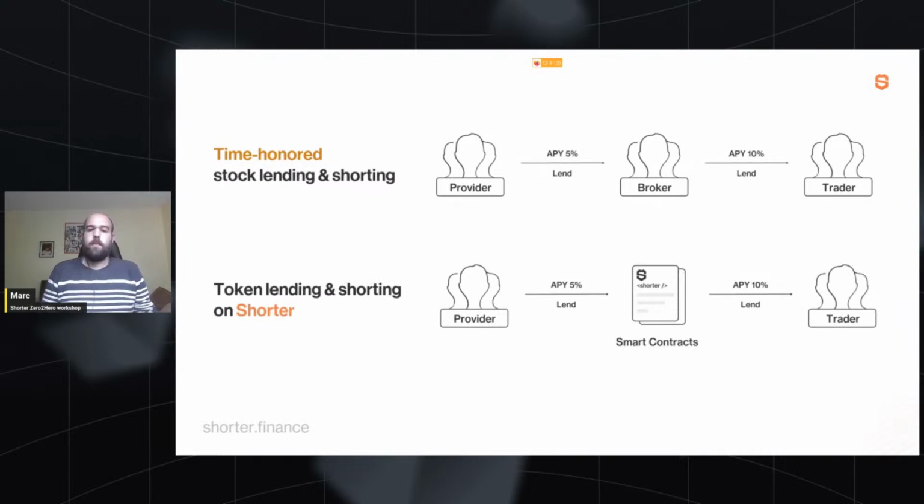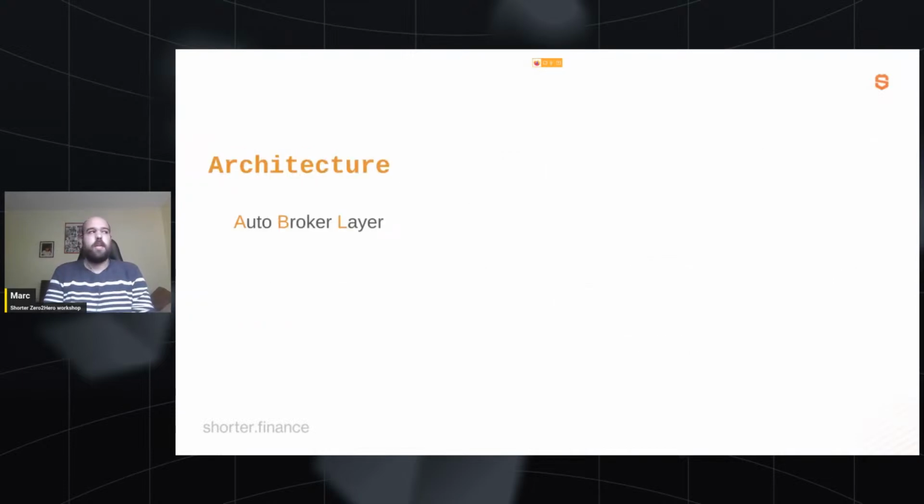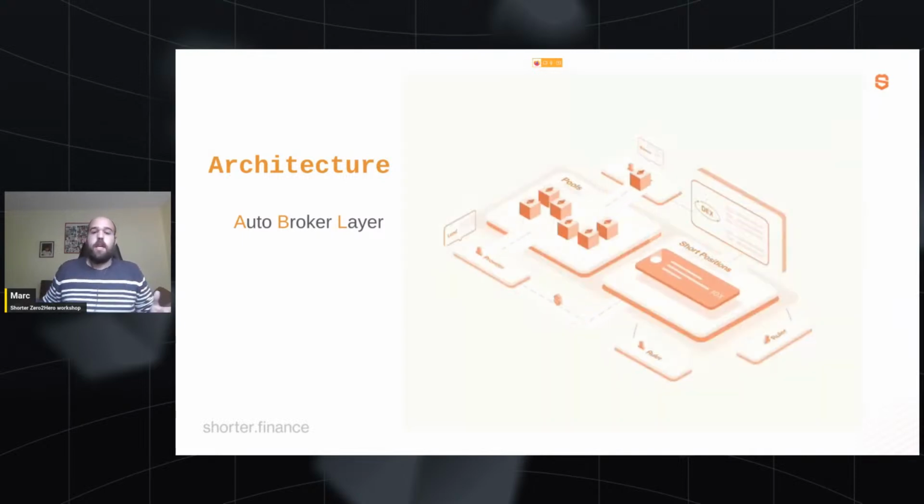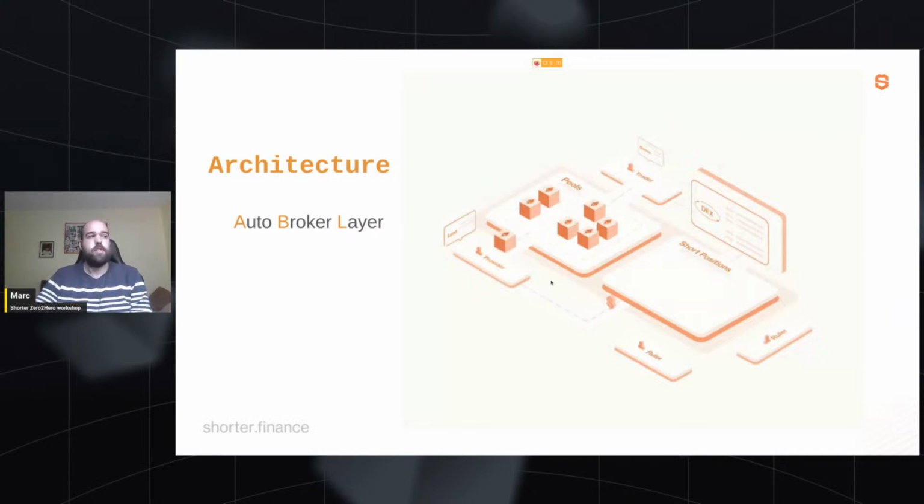In Shorter, the provider uses a smart contract facility to lend those tokens to traders, using pools, on a 100% on-chain system. You can actually know what is happening with all the tokens that you are lending to the system. This works thanks to the auto broker layer that we have created. Here we can see a diagram of how everything works on Shorter.